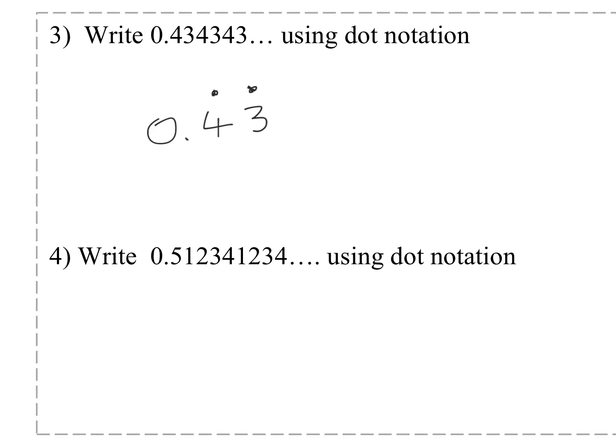Example 4, 0.512341234. It's only the 1, 2, 3, 4 that's recurring here. So the 0.5 we write down, but we don't want any dots on top of those numbers because they don't repeat or recur. It's the 1, 2, 3, and 4 that recur. So the 1 is the first digit that's recurring, the 2 will recur, the 3 will recur, and 4 will recur, and 4 is the last digit that recurs. So we put a dot on top of the 1 and the 4 to indicate that. And that is how we would write down 0.512341234 and so on using dot notation.